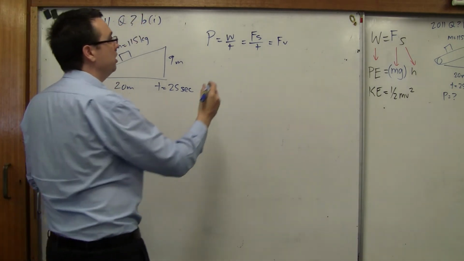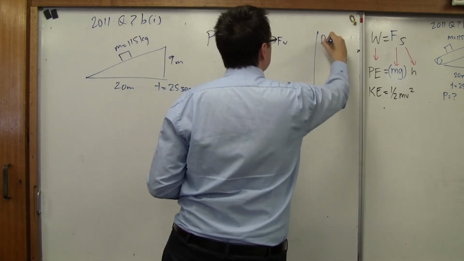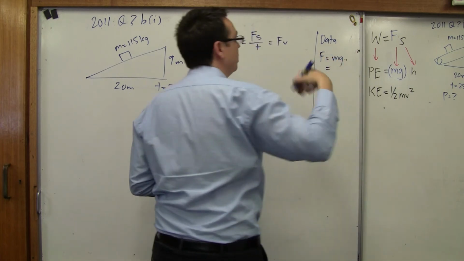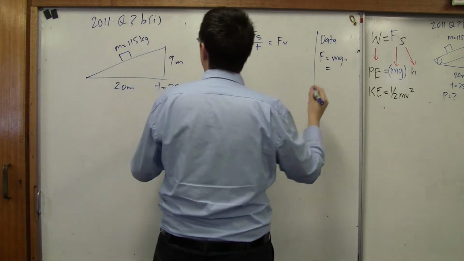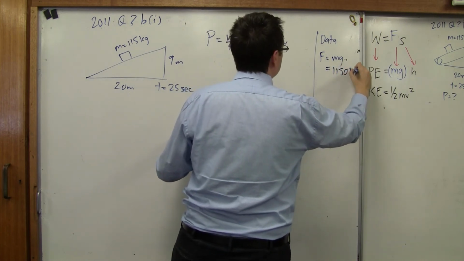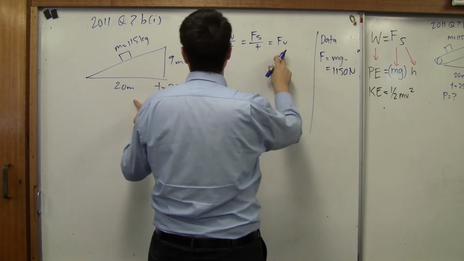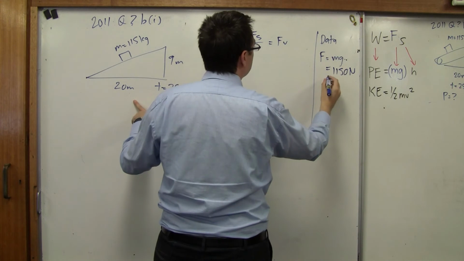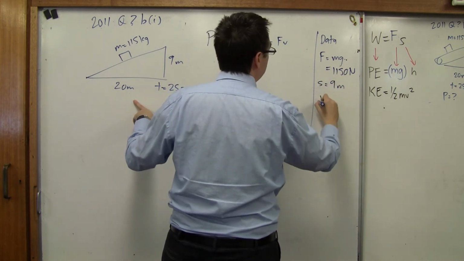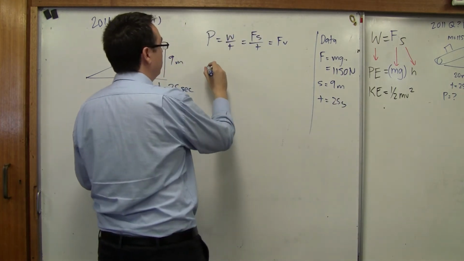Because there's no friction in this system, F we're going to use in our data. We're going to say F equals W or mg. I don't like to use W because it gets confused. So in our case, it's going to be 1,150 newtons. For our time, we'll use s over t. The displacement it's traveling is going to be 9 meters, and our time is going to be 25 seconds. So it's a fairly simple formula.